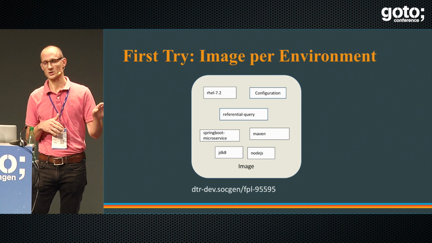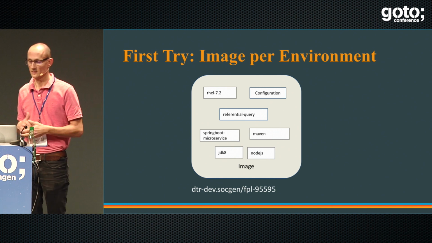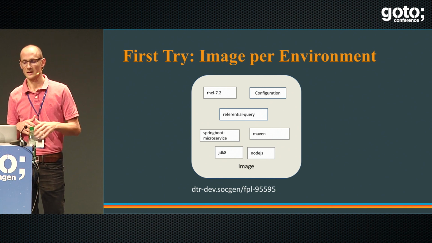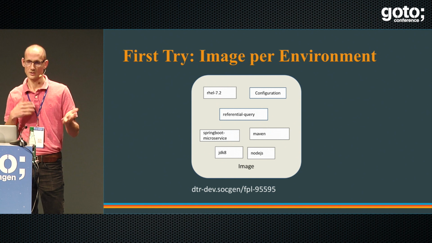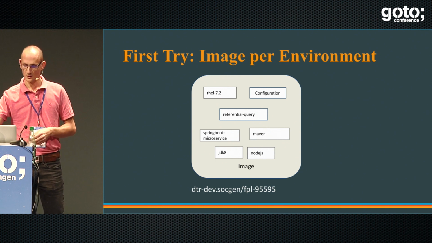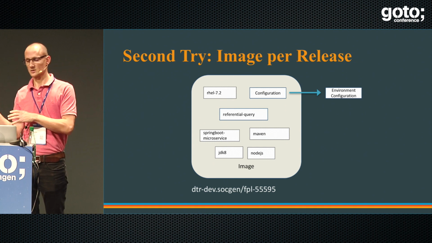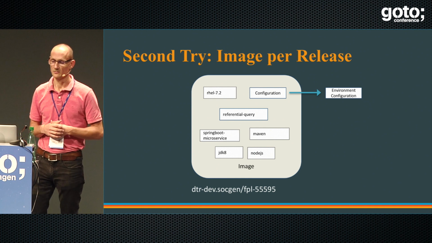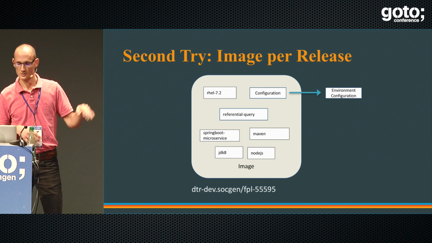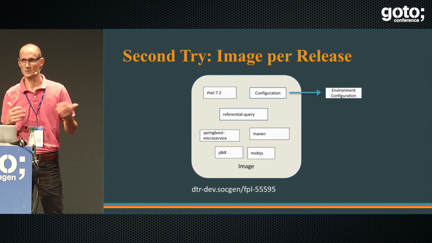We also tried to put the environment configuration files inside the image for traceability, like Lee said, but this was a bad idea because now your image is tied to a particular environment. Okay, second try: we pulled the environment configuration out, and now it's better because it's environment agnostic, but you still don't get much reuse across teams.